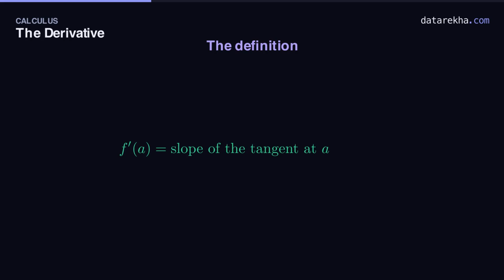Geometrically, it's the slope of the tangent line, how steep the graph is at that point. And physically, it's an instantaneous rate of change. If f is distance against time, f prime is your speed at this exact instant, not the average over a trip, but the reading on the speedometer right now.